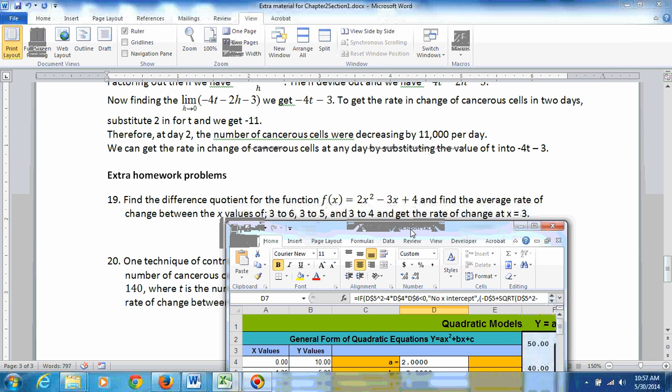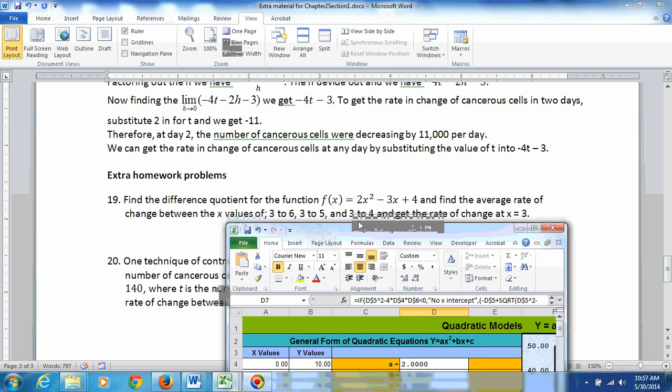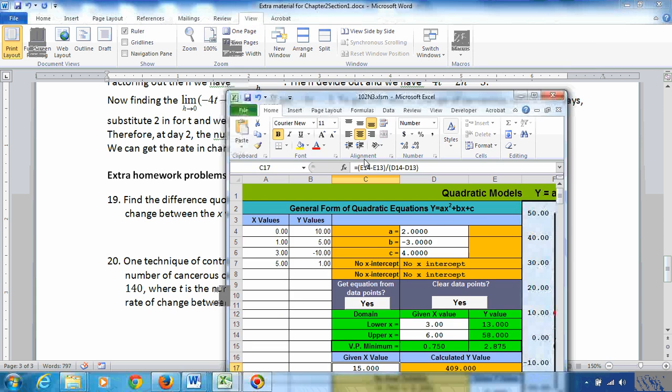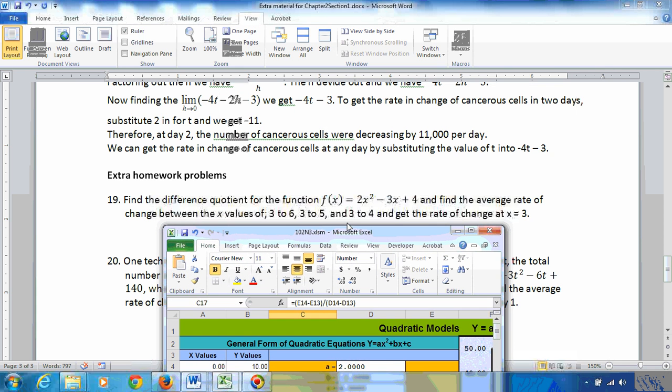And then if you want to find the average rate of change from 3 to 6 right here, that's where we were doing this from x equals 3 to x equals 6. And that's where we put this formula in here, where we subtract off: equals parentheses, the y value subtracted divided by the x value subtracted. So that tells you your average rate of change from day 3 to day 6. And then it also said 3 to 5, 3 to 4, and then exactly at 3.